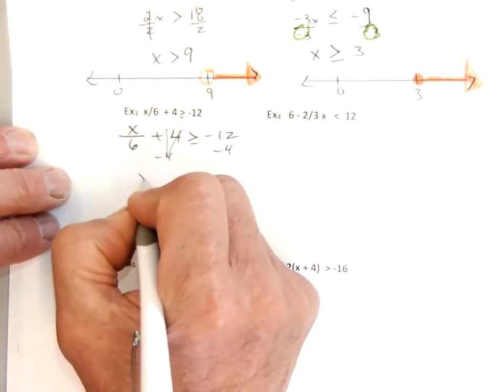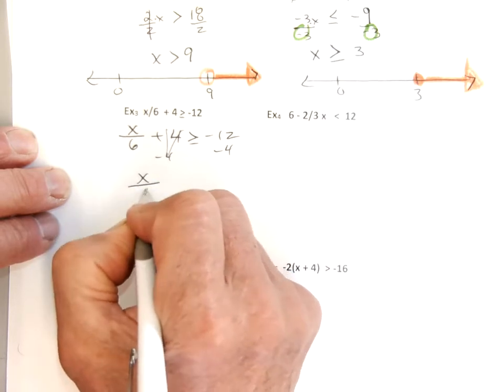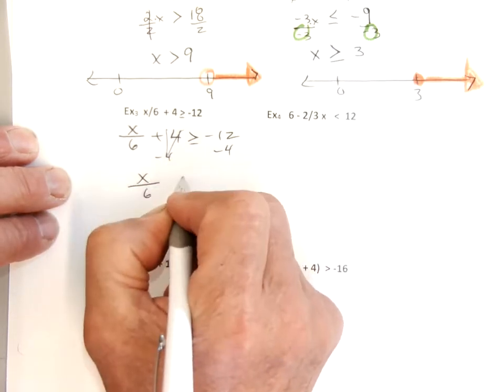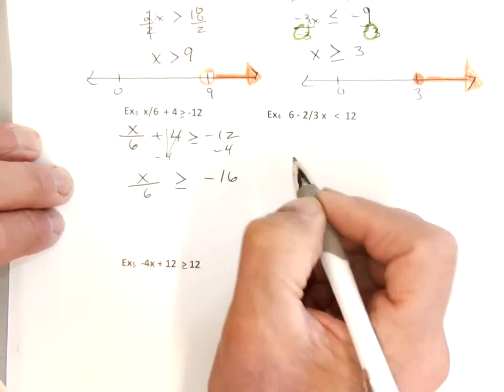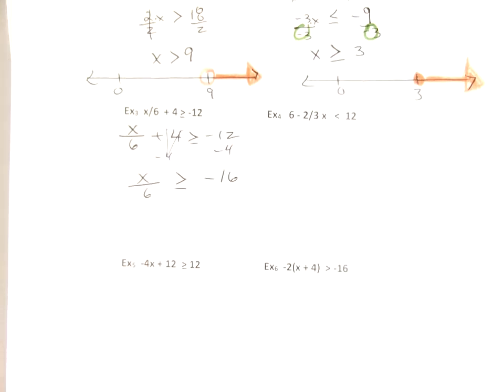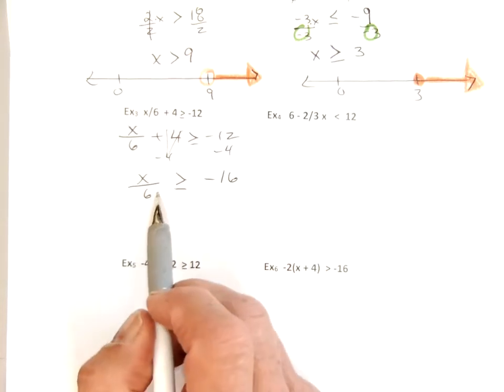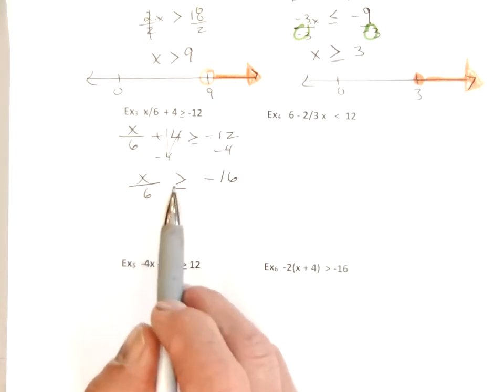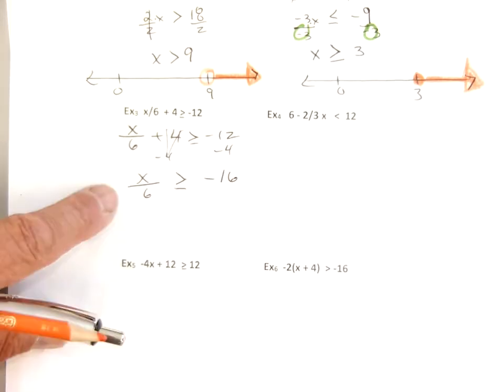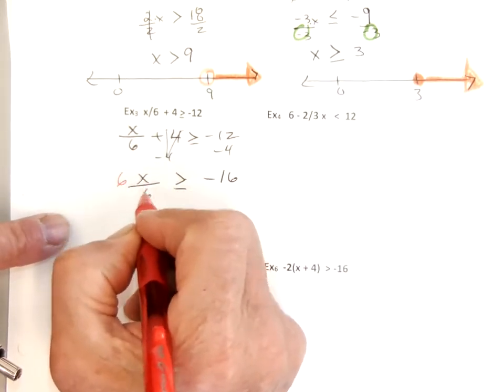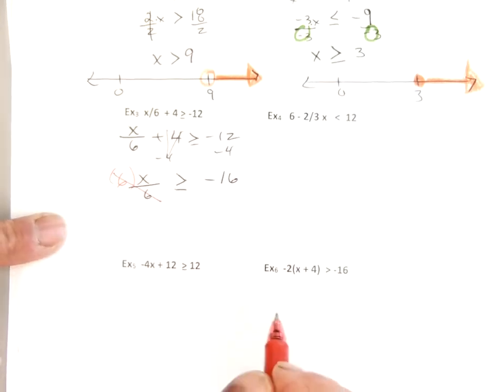So go minus 4 to get rid of the 4, minus 4. 4 is gone, so I have an x divided by 6. Bring down the sign. x is greater than or equal to a negative 16. I am going to multiply by 6. Multiply by 6 because it's the opposite. Divide by 6, so I multiply by 6 because it'll cancel it, right?